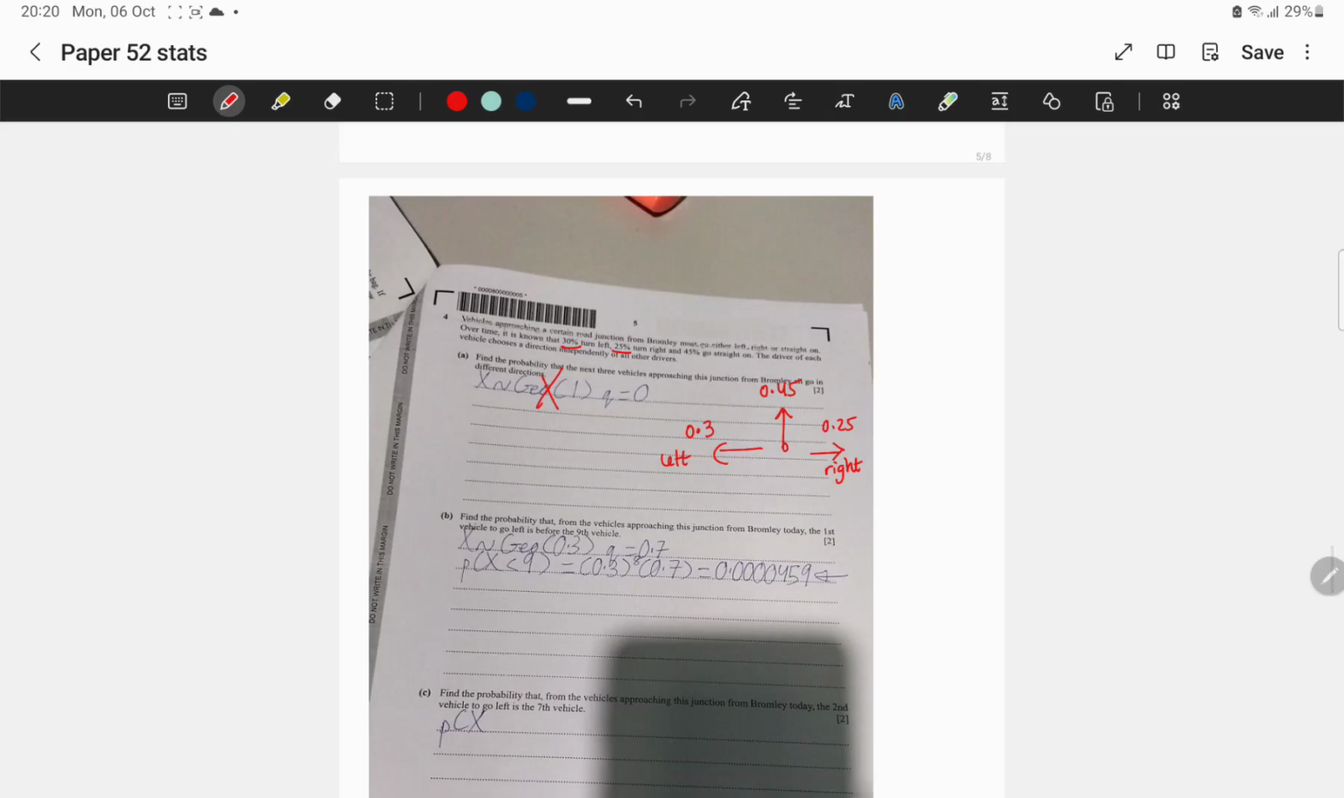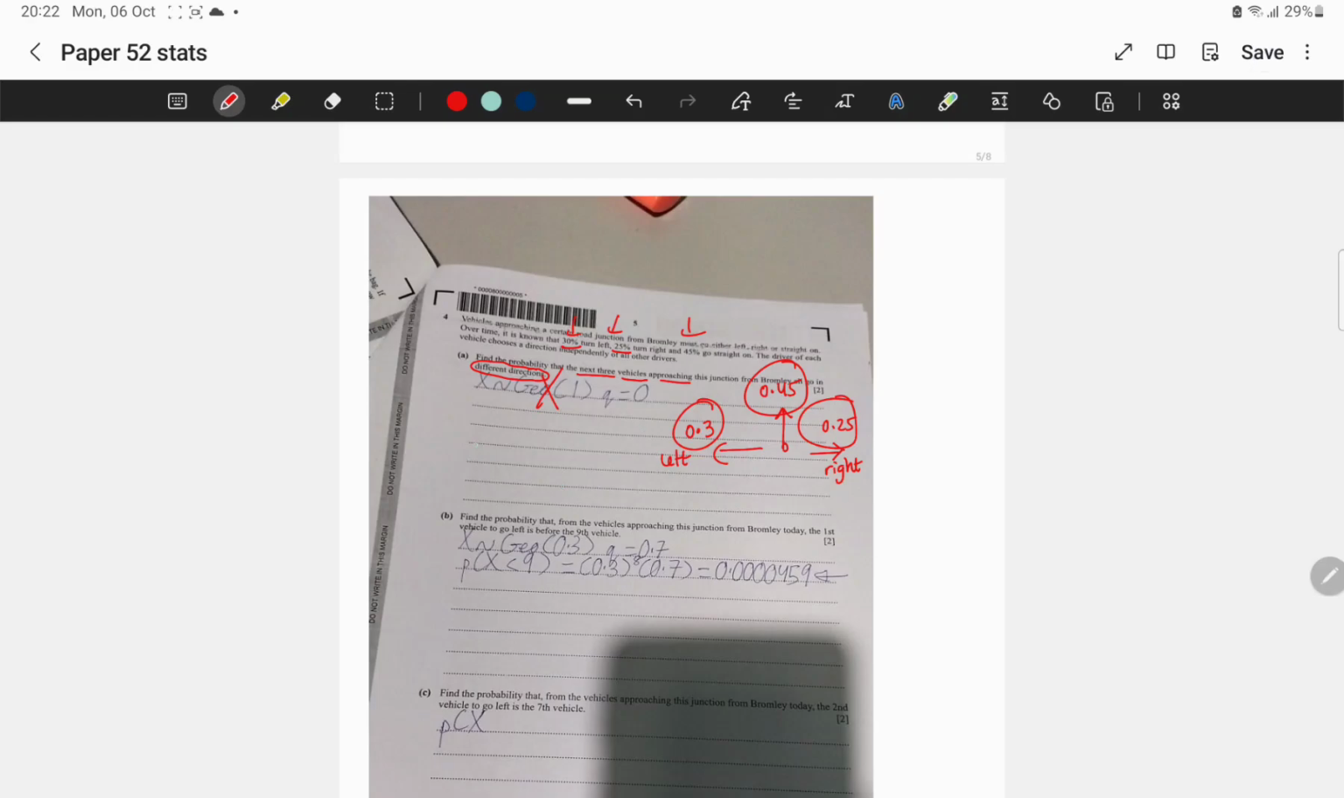What it has told you is to find the probability that the next 3 vehicles approaching this junction will go in different directions. It hasn't told me specifically it has to go left or right or straight on. There's no specification. This is not geometric. This is not even binomial, because for binomial you need a specific probability. Here there are 3 different probabilities, so it's not geometric and it's not binomial. What I'm going to do is, this is actually a normal probability question.